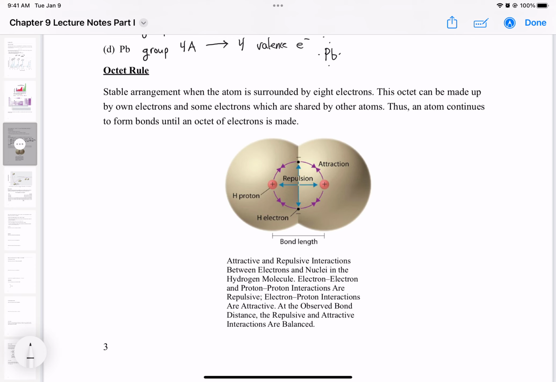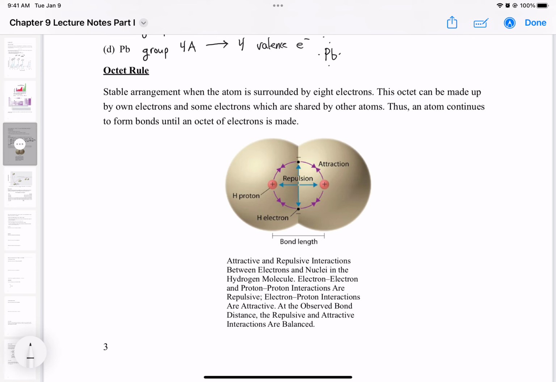Okay, and so atoms tend to react until there's an octet of lower energy than from whence it came. So chemistry is often governed by these energetic considerations and because of the octet rule.